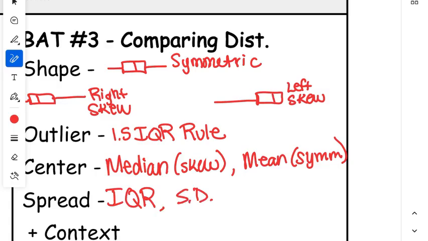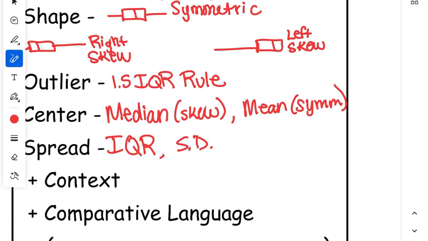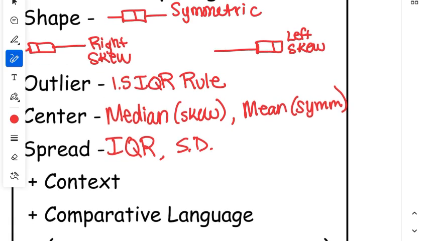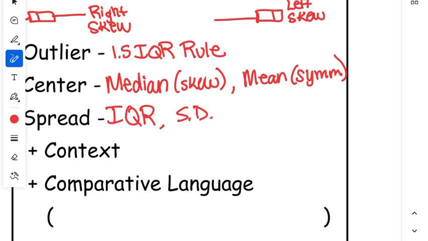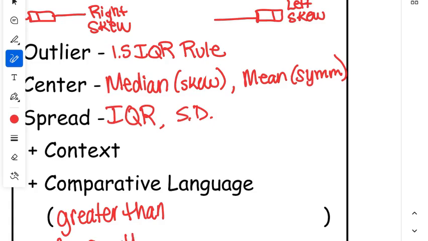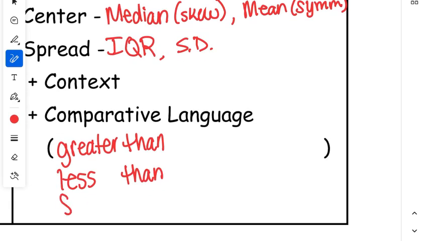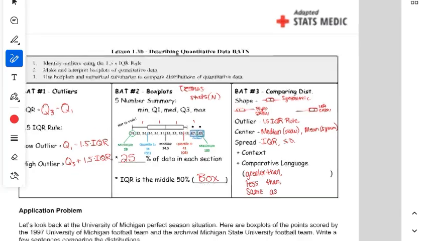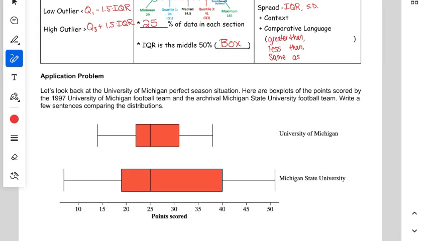Spread is also called variability, and we find that by doing the IQR here. If we had actual data, we'd find the standard deviation. So for us today, we're going to use IQR for spread. And then you always want to use context. And then comparative language would be greater than, less than, about the same, or same as. So make sure you use verbs or numbers, words like that.